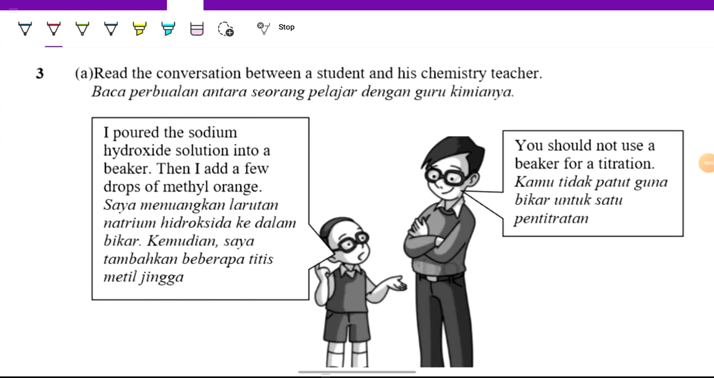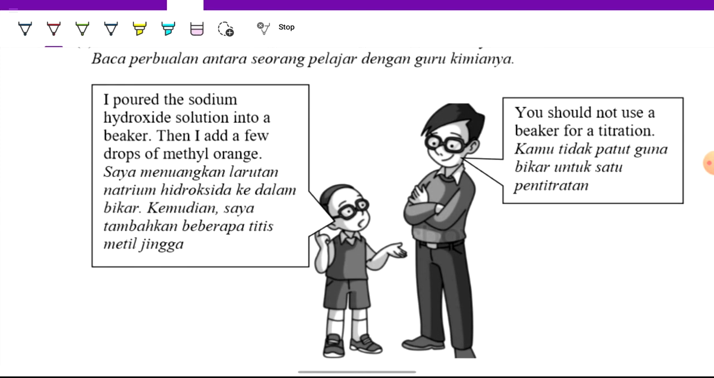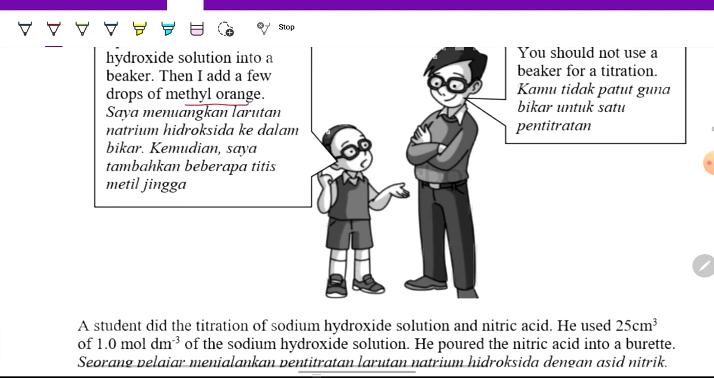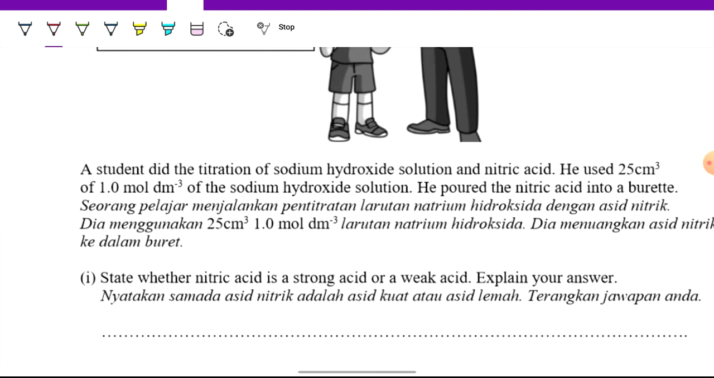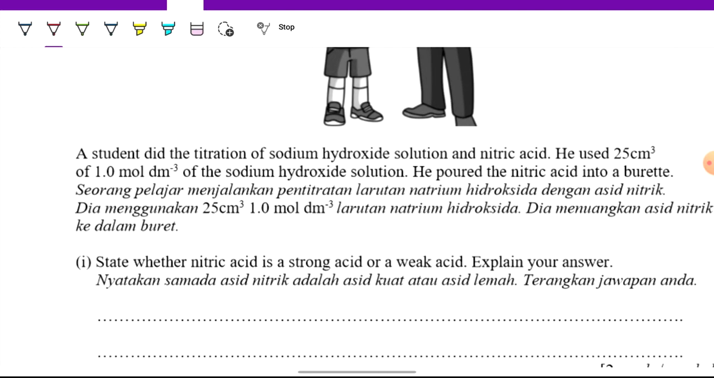Question number 3. Read the conversation between a student and his chemistry teacher. I pour a sodium hydroxide solution into a beaker. Then I add a few drops of methyl orange as the indicator. You should not use a beaker for titration. So he wants to do a titration. A student did the titration of sodium hydroxide solution and nitric acid. He used 25 cubic centimeter of 1 mole per cubic decimeter of sodium hydroxide solution. He poured the nitric acid into the burette.